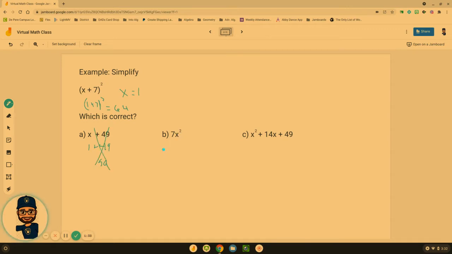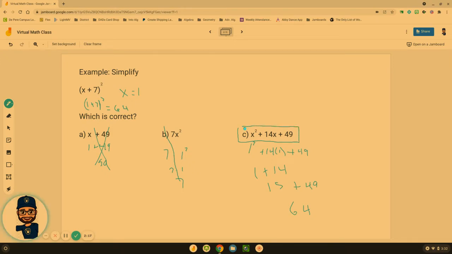If I plug in a 1 here, I get 7 times, just the 1 is squared, right? Only the x is squared. Or 7 times 1, which is 7. So it was not B. So we're going to check letter C: 1 squared, plus 14 times 1, plus 49. 1 squared is 1, plus the 14, that's 15. 15 plus our last 49 is indeed 64. So the correct way to have simplified would have given us C.